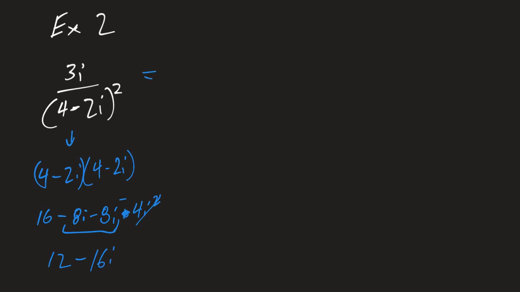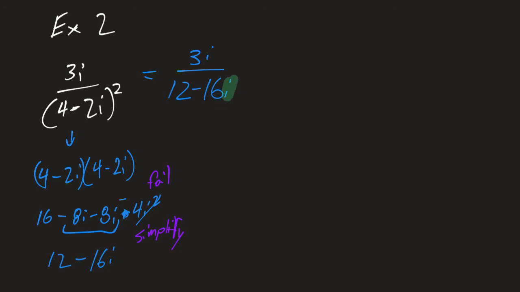So currently, here's where I stand. 3i over 12 minus 16i. Okay, these denominators are the same. All I've done is FOIL this out, right, and simplify. So just remember, no i squareds. We got to get rid of those i squareds. Okay, now let's fix this. Again, I've got this i in the wrong spot. That's no good to me. We got to fix that up.